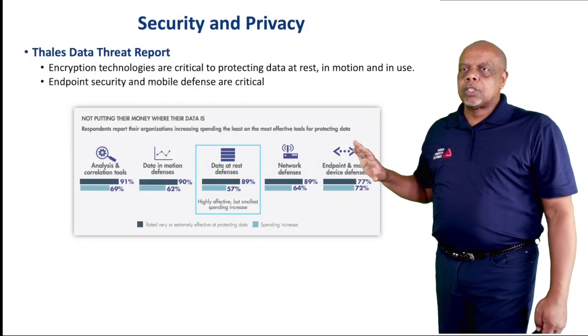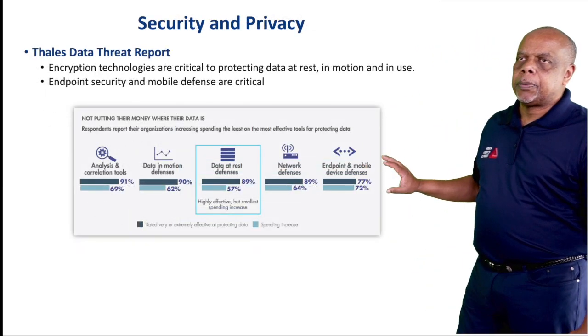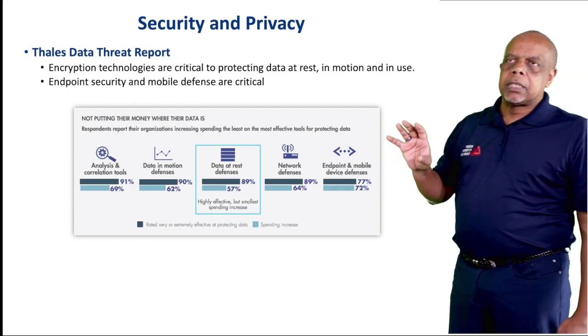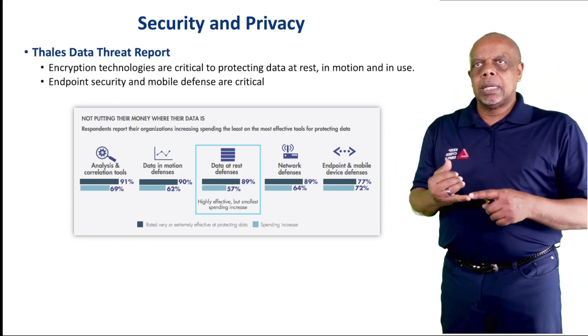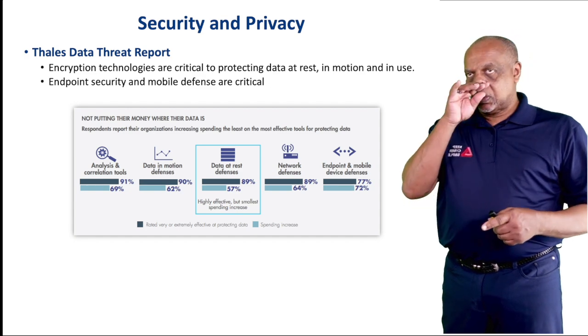So when they look at this report, as we drill into this a little bit deeper, they say encryption is a technology that's really critical to protecting data at rest, data in motion, and data in use.